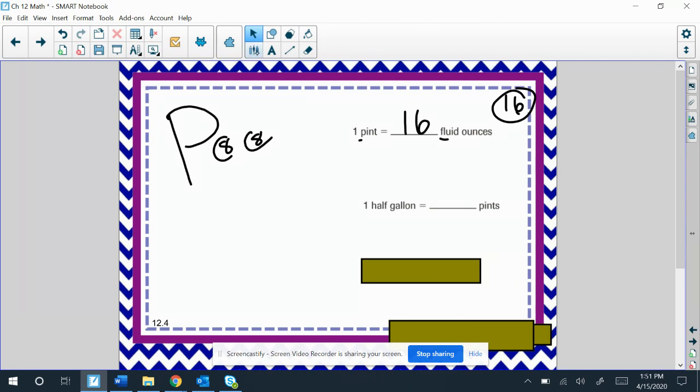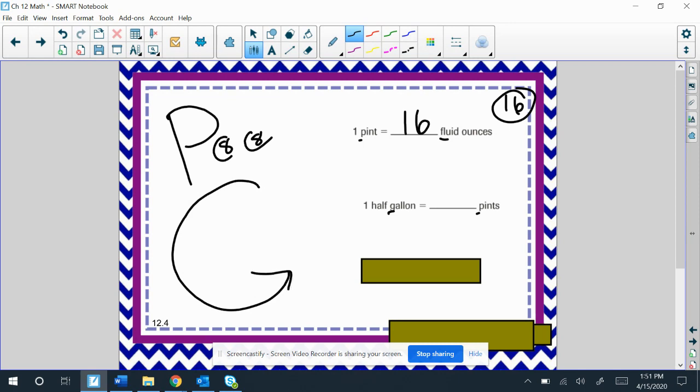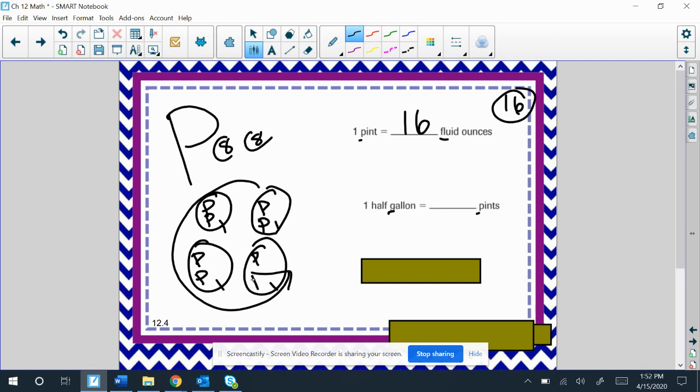All right, let's see how we did. It says it is a gallon here and a pint here, so we're going to draw a gallon. And we're going to go all the way to pints. So I need to draw my quarts, and then my pints, and that's it. I don't need to go any smaller.